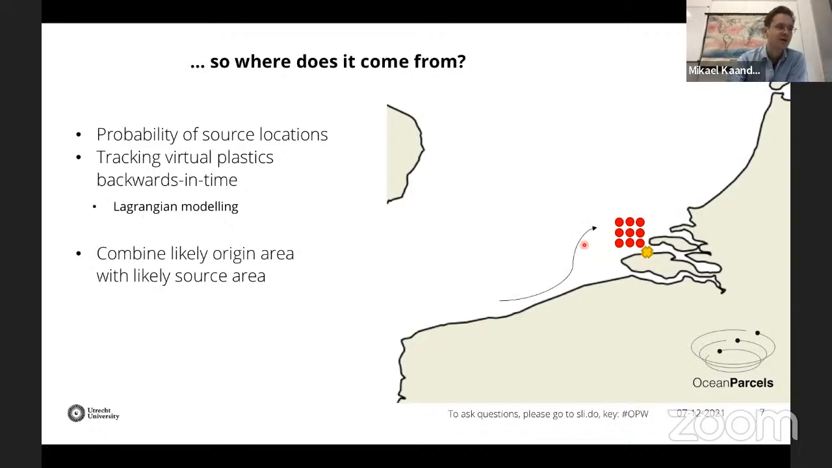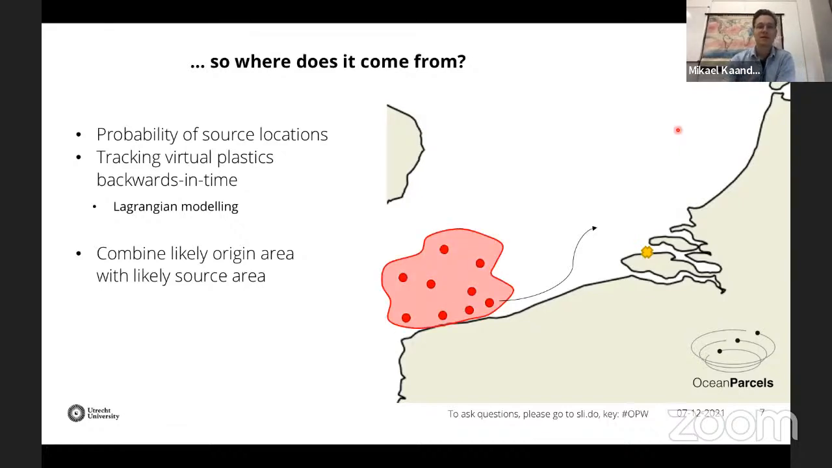Just to give you an illustration, in this case, we have the ocean currents which move from the west to the east. So if we would go back in time, we would see that most of these particles originate somewhere to the west of the Netherlands. Now you could say naively, maybe the plastics that we find on the beach here are originating from this red area over here. This is a bit too simplistic because you have to take into account that maybe some of this red area is not the source of plastics in the first place.